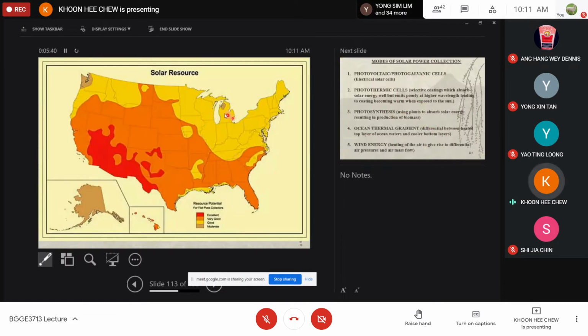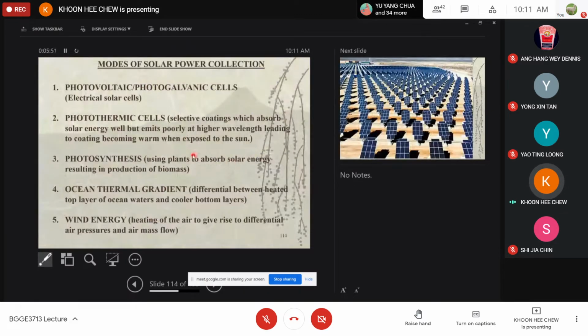So this shows you the area where we can harness the solar energy in America. Okay, modes of solar energy collection. How can we collect the solar energy? The common one is a photovoltaic or photogalvanic cell. And this is also called an electrical solar cell.